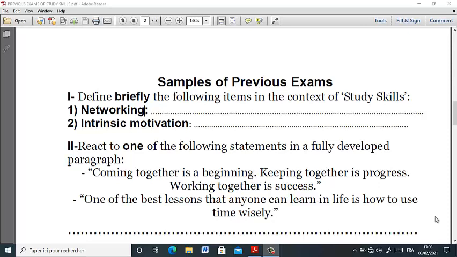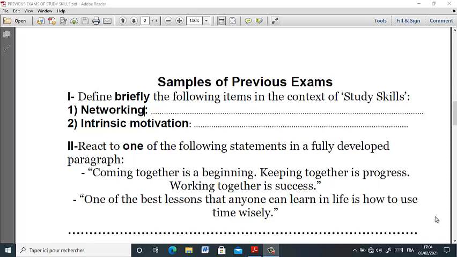Define briefly the following items in the context of study skills. We have the item networking and intrinsic motivation. That is to say, in this first question, you are required to define briefly what networking means and what intrinsic motivation means. Alright? Of course, here you may be given other items to define.